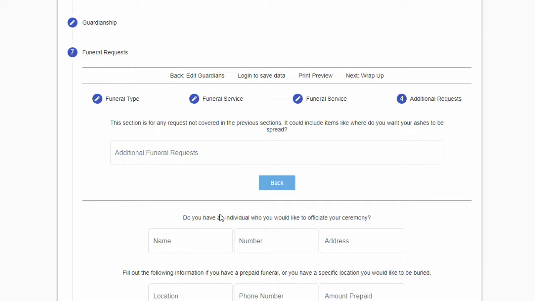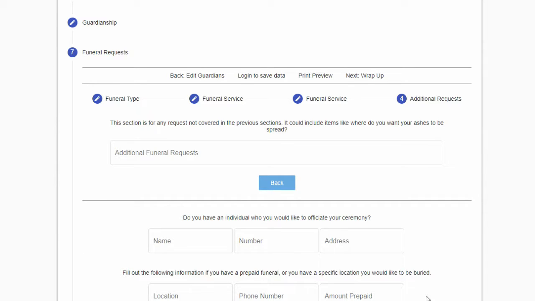Again, this is typically more in line with religious events. If you have, say, a pastor or somebody who you specifically want, just put them down here, have that information. And if you have a prepaid funeral, this is really important. A prepaid funeral is where you actually go to a funeral home and you essentially prepay your funeral. You put the money up in advance so that everything is covered when the time comes.